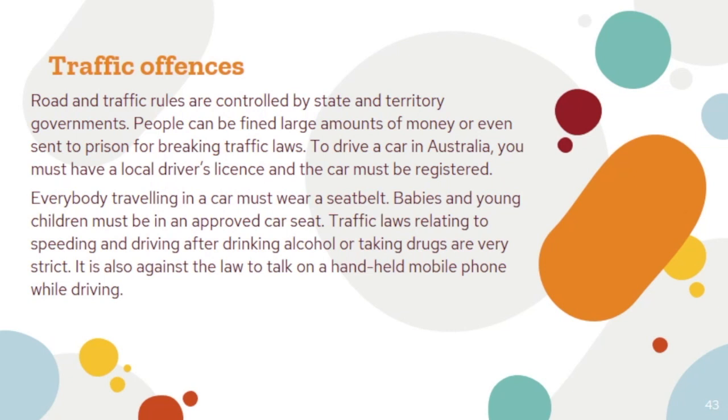To drive a car in Australia, you must have a local driver's license and the car must be registered. Everybody traveling in a car must wear a seatbelt. Babies and young children must be in an approved car seat. Traffic laws relating to speeding and driving after drinking alcohol or taking drugs are very strict. It is also against the law to talk on a handheld mobile phone while driving.